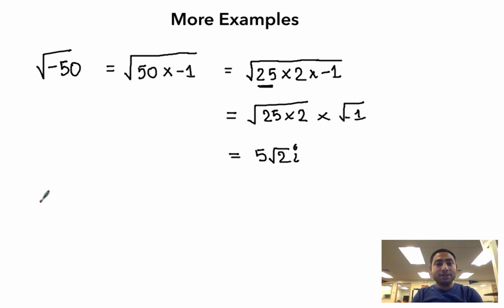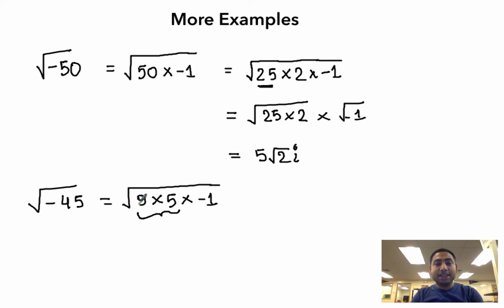Similarly, let's do one more example. If I want to know the square root of, let's say, negative 45, then realize that negative 45 is the same as 9 times 5 times a negative 1. Now again, I've broken 45 as 9 times 5 because 9 is a perfect square. So this is the same as the square root of 9 times 5 times the square root of negative 1.